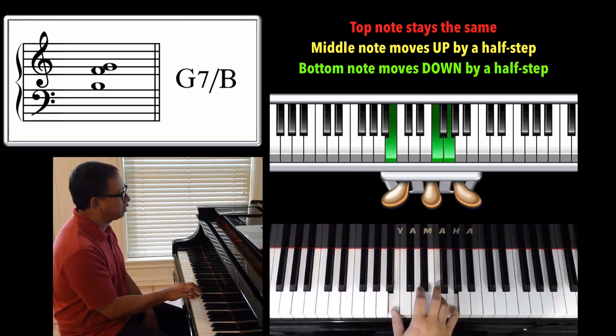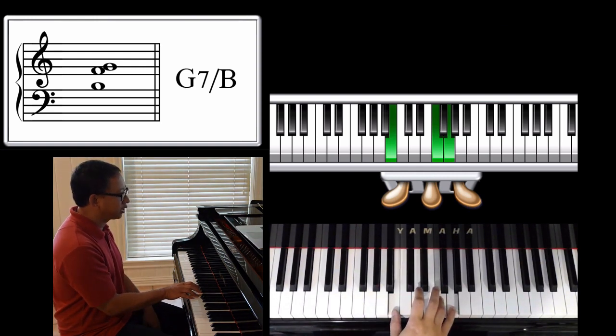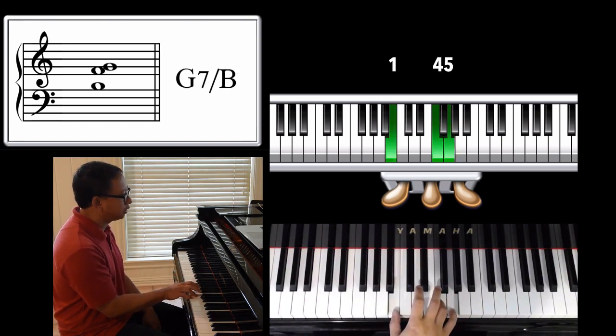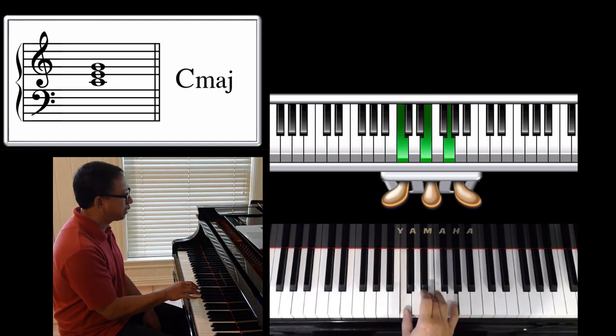Another way that you might see it indicated in chord symbols is G7 slash B, like so here, okay? And the fingering that I like to use for that one in the right hand is 1, 4, 5, like this, okay? And then when I come back to the C major chord, all I have to do is move my thumb back just like so here, okay?